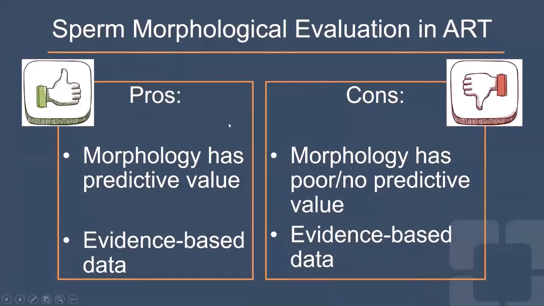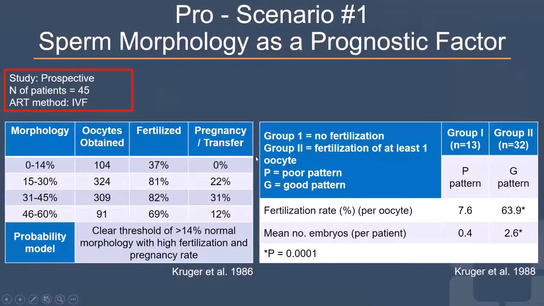And further, there have also been considerations and papers published that say morphology doesn't play such a role. So in the following slides, I want to throw some light on all these pros, where people say morphology has a predictive value and is based on evidence-based data, and also on the cons. We must understand the pros and cons. So studies were published where morphology has poor or no predictive value, and they also show evidence. Let's start with the pros for morphology.